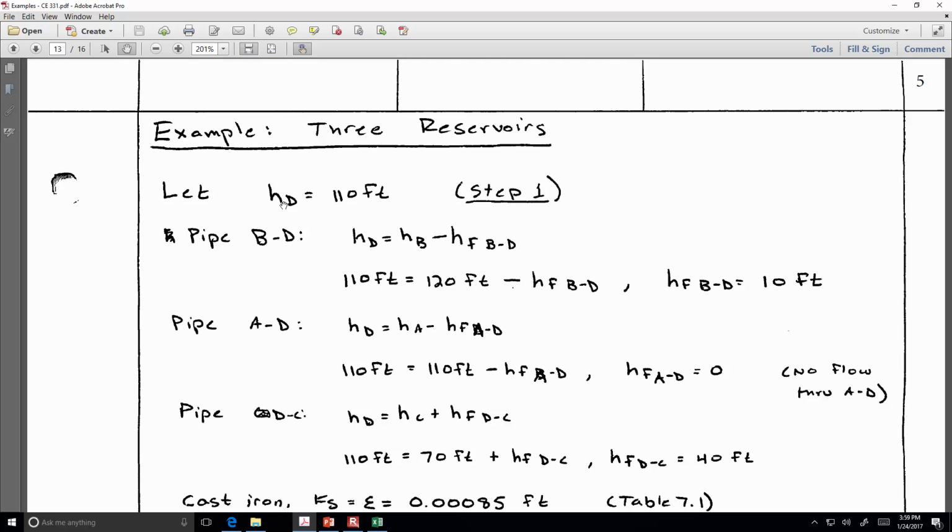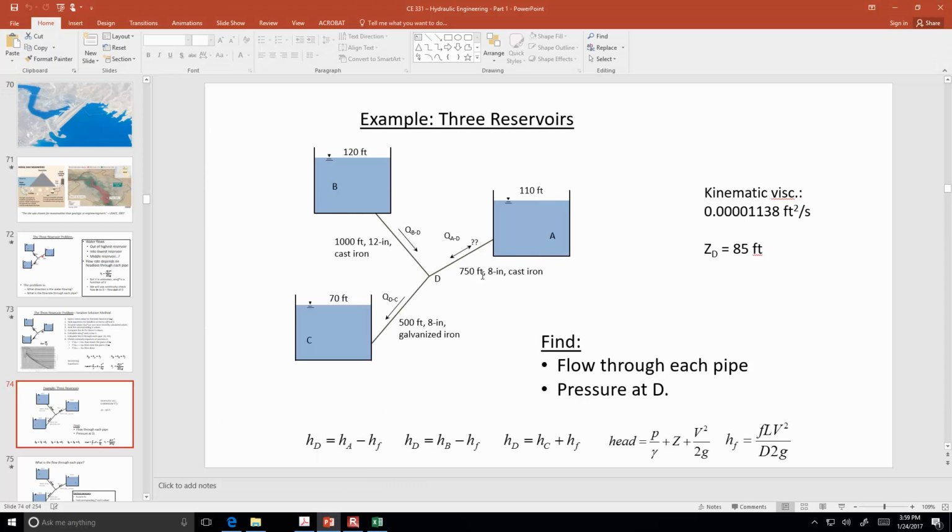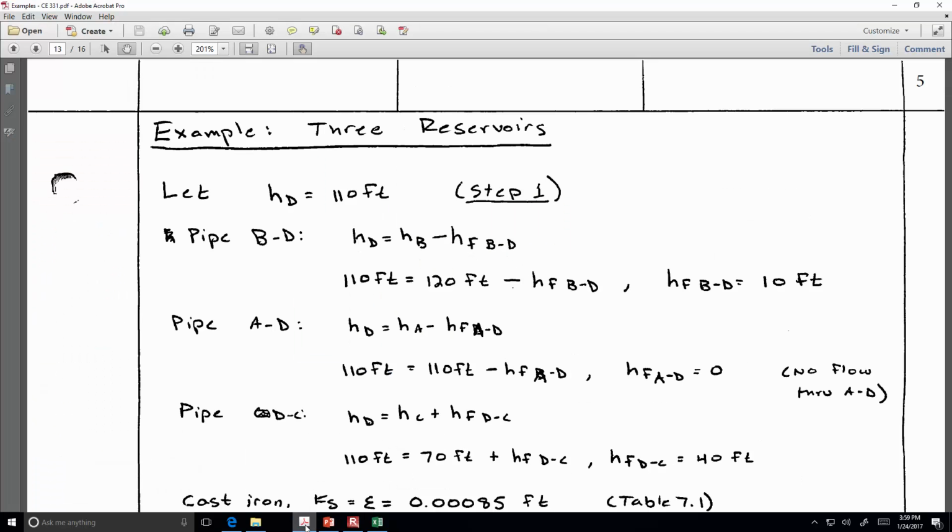So we start with some guess of how much head there is at junction D. And you'll see that the guess I chose was, I said let's have the energy at D be equal to the water surface elevation at A. And so I said 110 feet. And then I'm trying to calculate how much head loss there is in pipe BD, and so I used this governing equation to say that the expected head loss would be 10 feet. And so does that make sense?